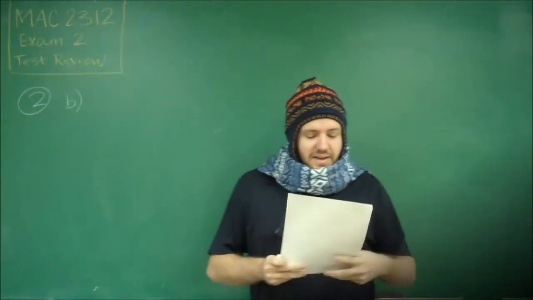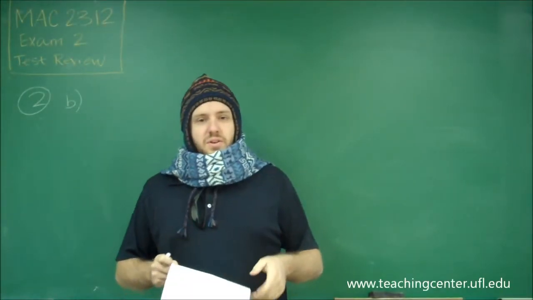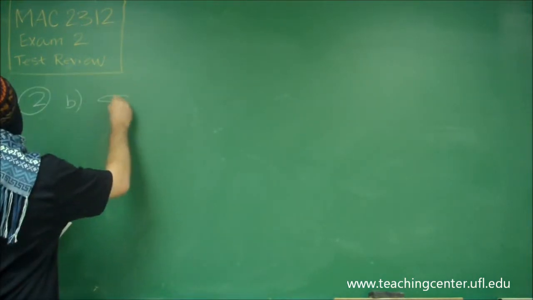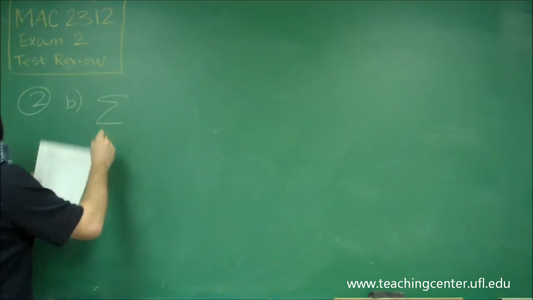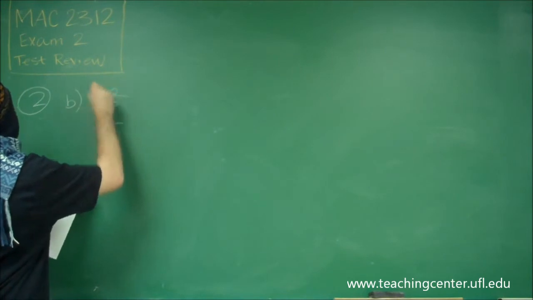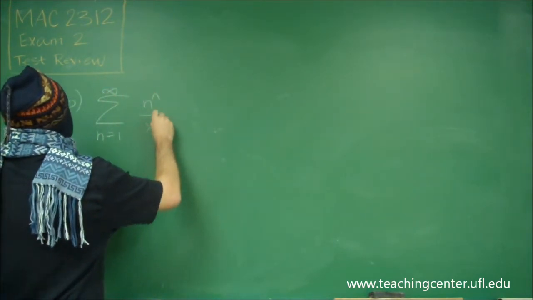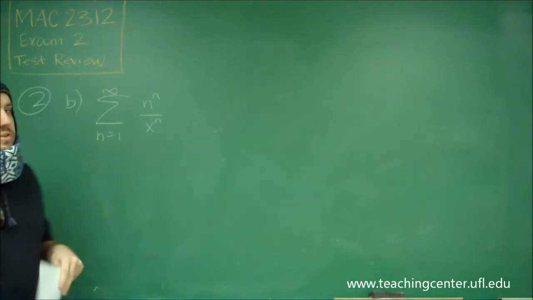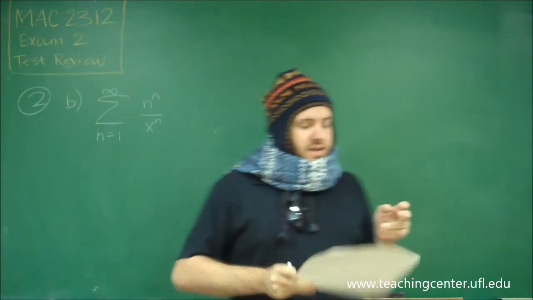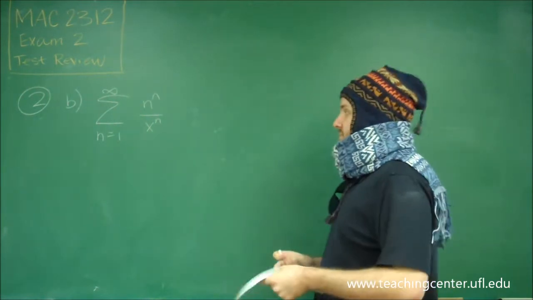Alright, for number 2b, again we're stating the interval of convergence for the following series. Let me write it up here real quick. So we have the sum from n equals 1 to infinity of n to the n over x to the n. So like all these other ones where we're finding the intervals of convergence, we're going to use the ratio test.